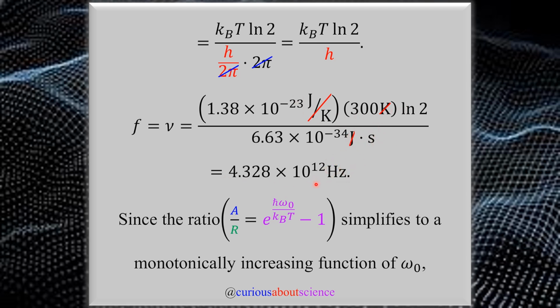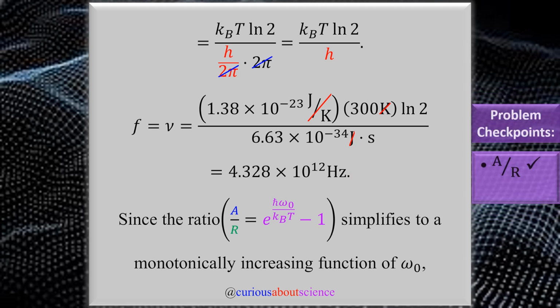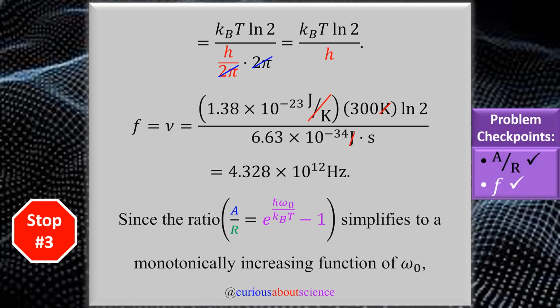You plug it into Mathematica or your calculator, and you get 4.328 times 10 to the 12 hertz. Pretty much on par with what we were expecting from the intro part of the question. So we successfully found the frequency. Now we need to write the conclusion statement.